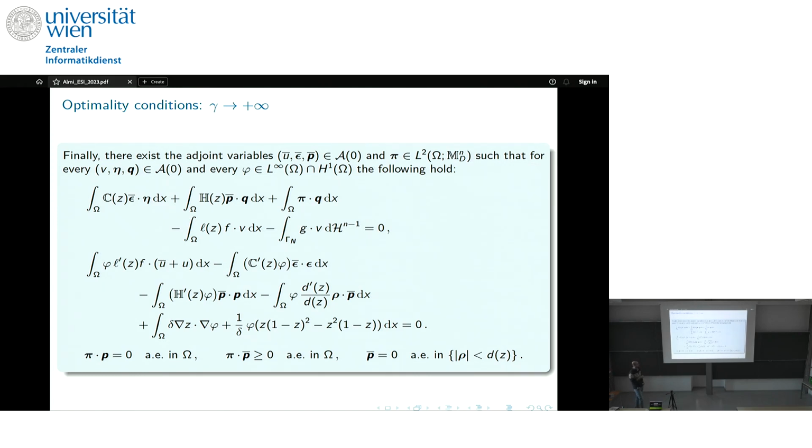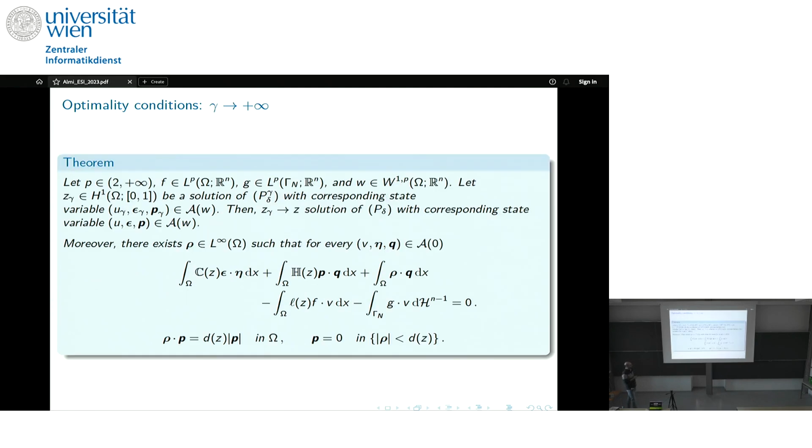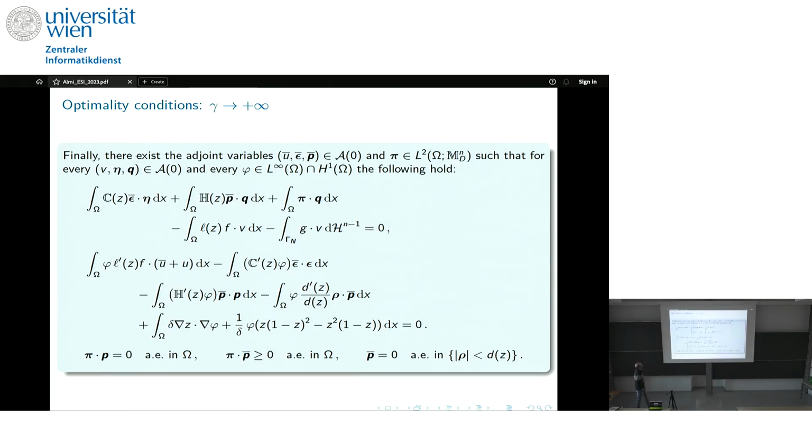And finally, here you have that P bar is behaving more or less as a plastic strain, in the sense that it is not active whenever rho is below the yield stress. Okay, so it behaves more or less as P behaves. Good. And this, I think, concludes the problem for the static case.